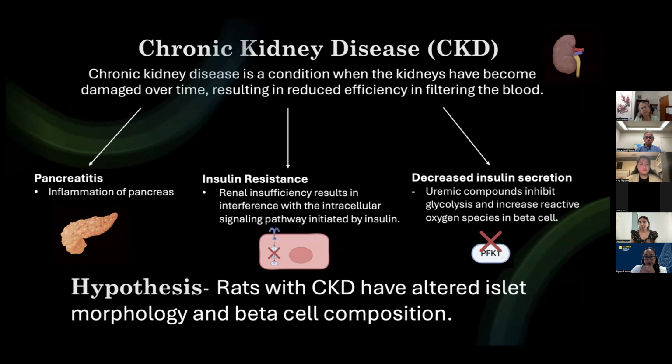Based on what I have read in the literature, the three main effects of chronic kidney disease on the pancreas are pancreatitis, insulin resistance, and decreased insulin secretion. Pancreatitis is the inflammation of the pancreas, and how this happens is that one of the functions of the kidneys is to excrete the hormones and the waste that is not needed in the body. But because there is a reduced efficiency of filtering blood due to chronic kidney disease, the kidneys are not able to filter those hormones and other things that they should be excreting.